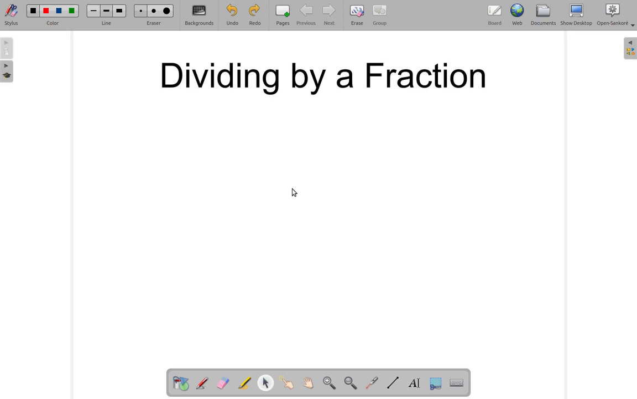Dividing by a fraction. Now, let's look at a few examples. First of all, I want to divide, let's say, 1 by a half. 1 divided by a half. I could have written it like this, 1 divided by a half. Could have written it like 1 over a half. I could put a bracket over the half. But then, what does that give me?